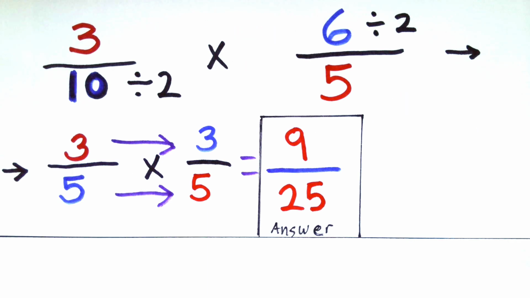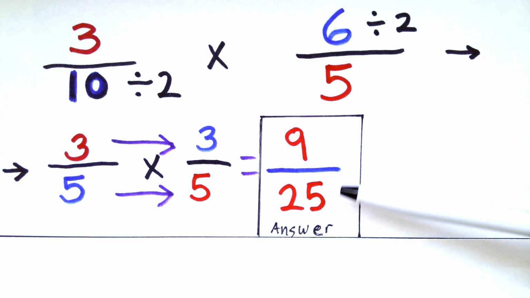All right, so let's take a look at that. Now, 10 divided by 2 is 5. So 3 over 10 divided by 2 is 5, so 3/5. Times. 6 divided by 2 is 3. And then we rewrite the 5. So we have 3/5 times 3/5. Remember, the rule is when you multiply fractions, it's top to top, bottom to bottom. So 3 times 3 is 9. 5 times 5 is 25.